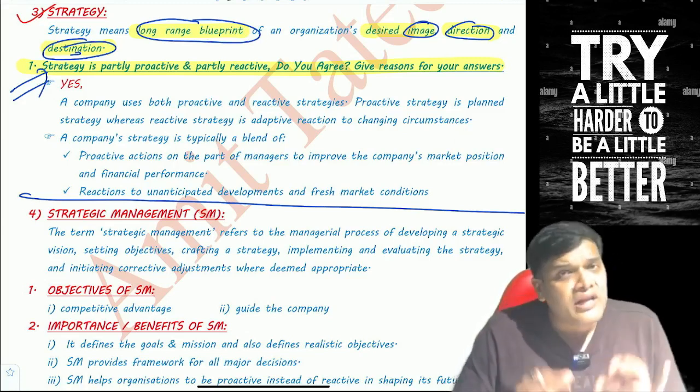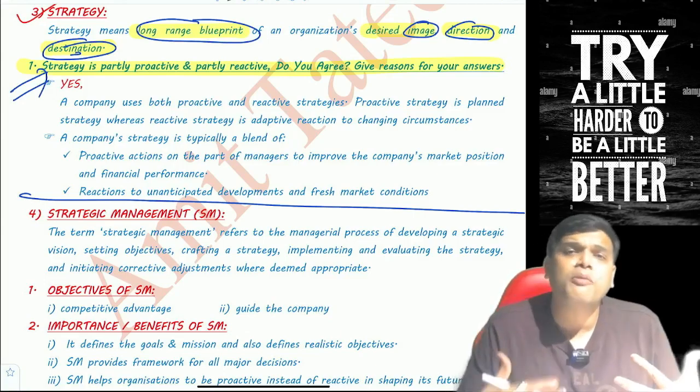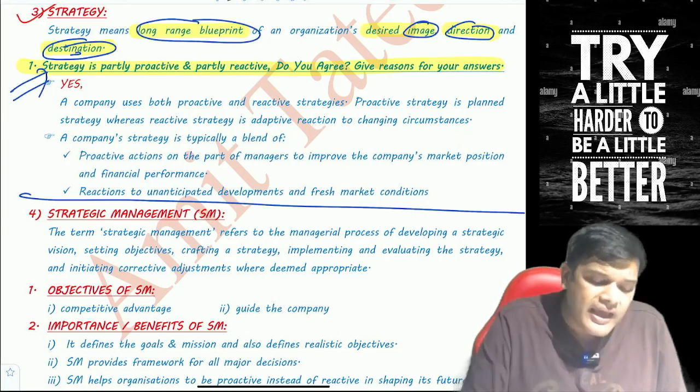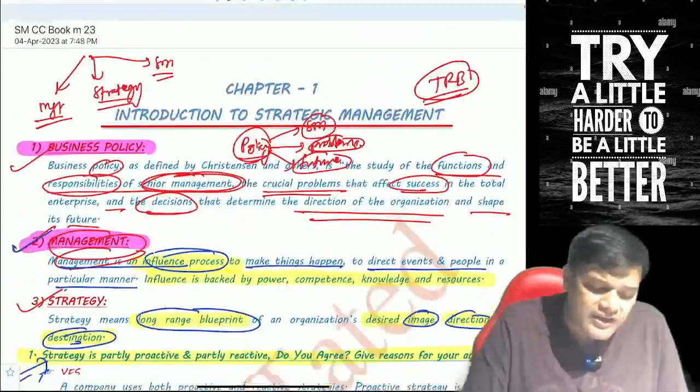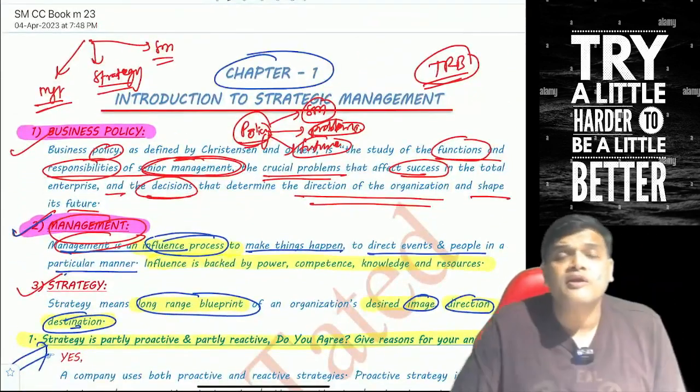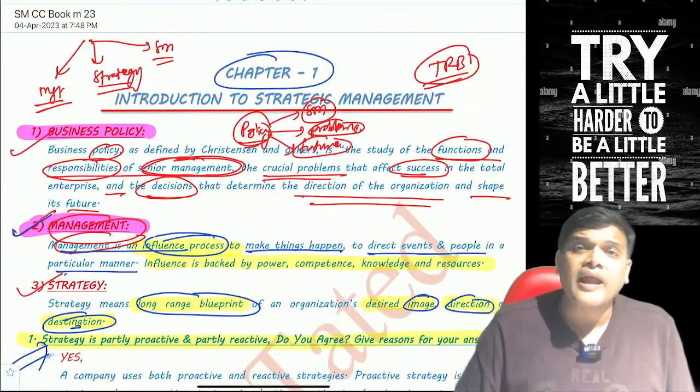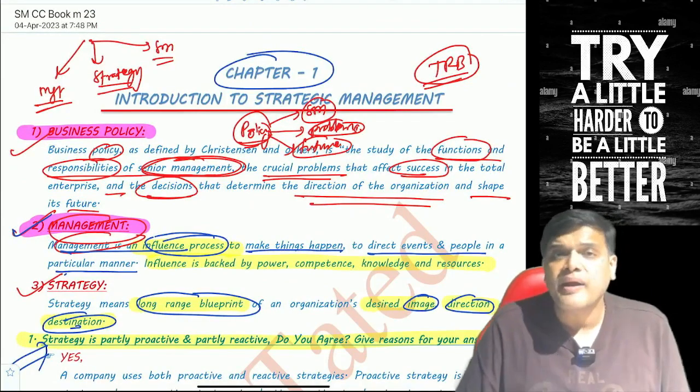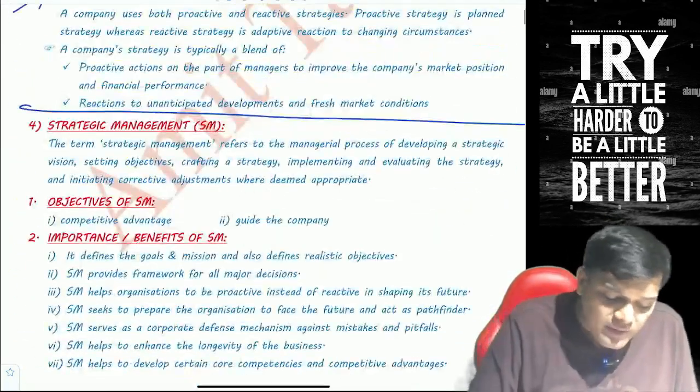Okay, then if I ask you a relatively, matlab both mein kaun sa acha hai, so your proactive answer should be there. Now we are going ahead with a last concept that is called strategic management, because chapter 1 is about introduction about strategic management. In strategic management, unless until you don't understand strategic management, how you can go ahead? So next your concept is about SM.